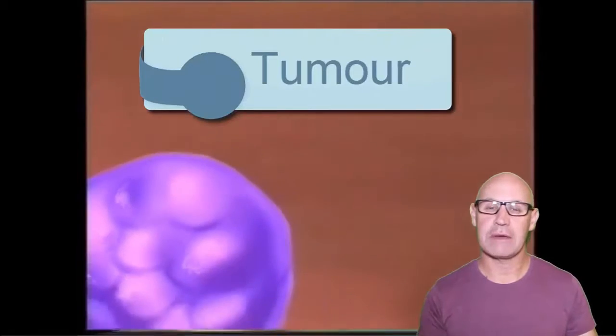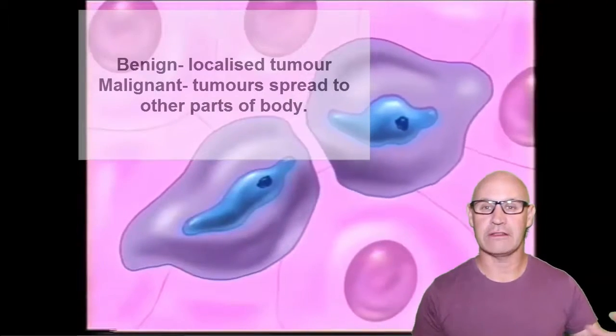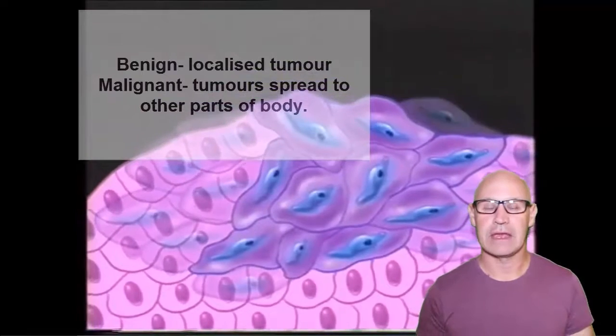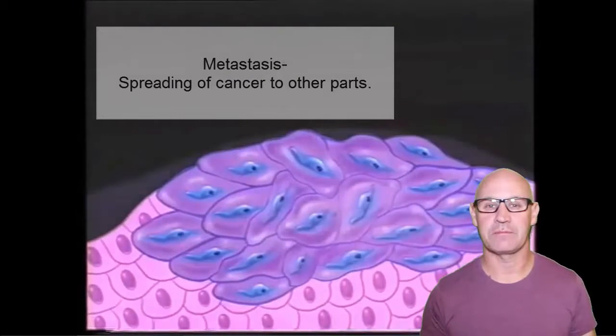If the tumour just remains in one spot and it's localised, it's called benign. If the tumour spreads to other parts of the body, it's called malignant. And the process of it spreading is called metastasis.